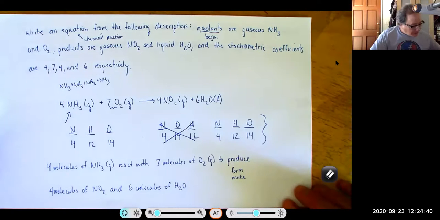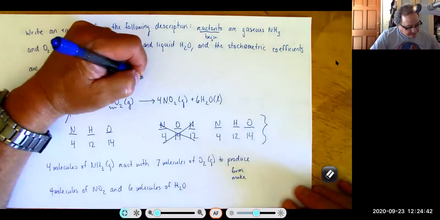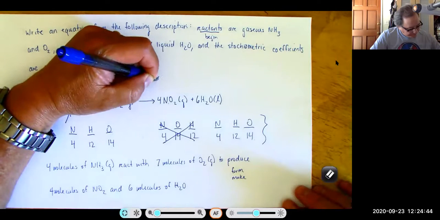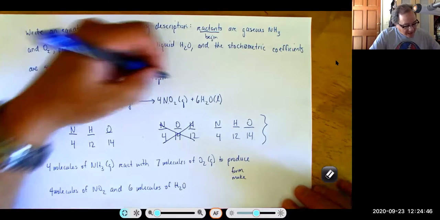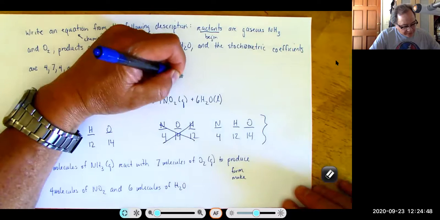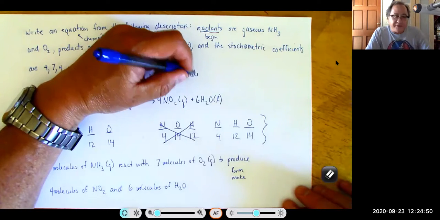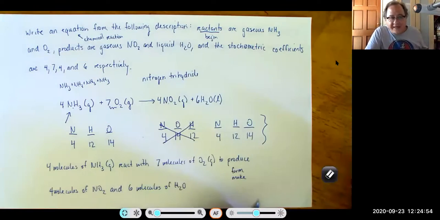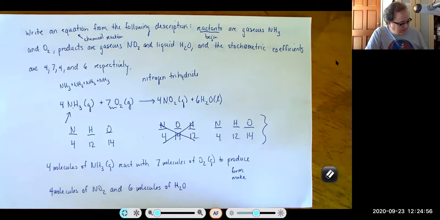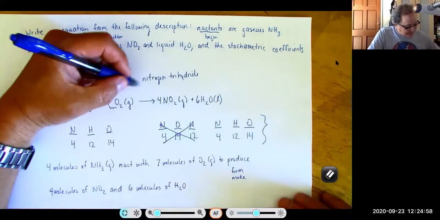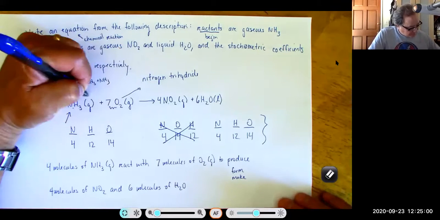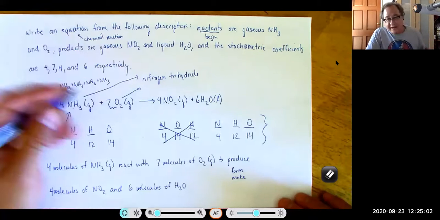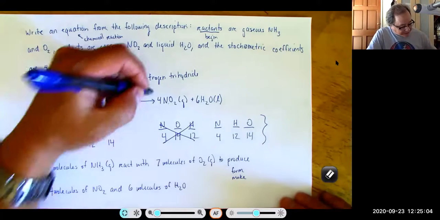So this would be called nitrogen trihydride. Remember how we name those things? You name the first element like the element, the second element, you name with an -ide. How would we name this guy? Well, this one does not have a binary name. It's just called oxygen.